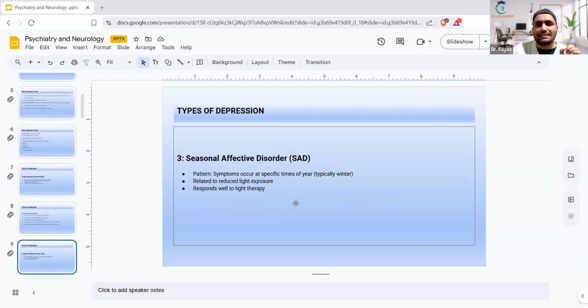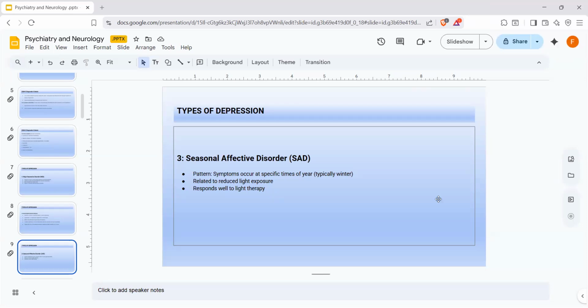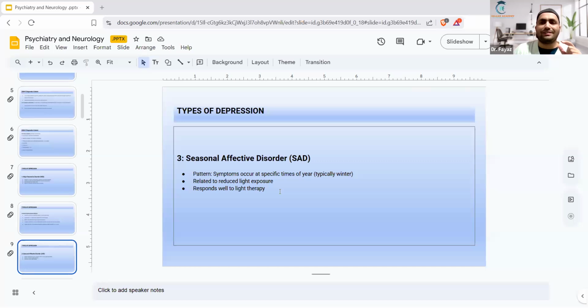Next form, we have seasonal affective disorder, or SAD. These patients experience symptoms when it is winter or autumn, starting from October to March or April in some places. And their symptoms get better once spring starts and we have more sunlight. It is believed that it is caused by less exposure to sunlight. For seasonal affective disorder, we have a specific form of treatment that we call light therapy. They're exposed to light that mimics the sunlight, and they respond well to this light therapy.